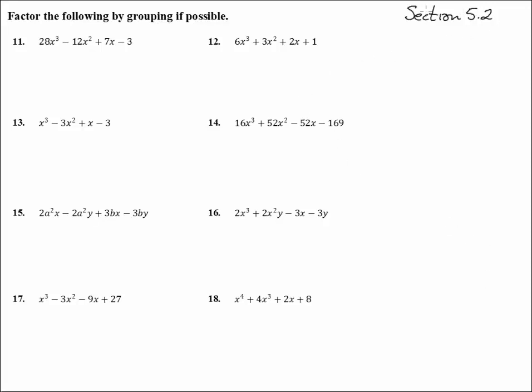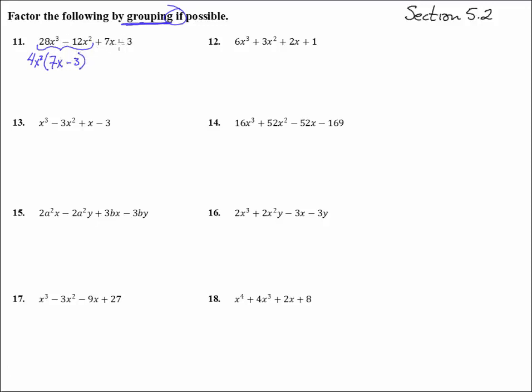Here we are in section 5.2 with numbers 11 through 18. Factor the following by grouping if possible. So grouping, we've got 4 terms. We take these two and say, what can we pull out of those two? 28x cubed minus 12x squared. It looks like a 4 goes into 28 and 12. So we pull a 4 out, and we have an x squared in both of them. So that will give us a 7x minus 3.